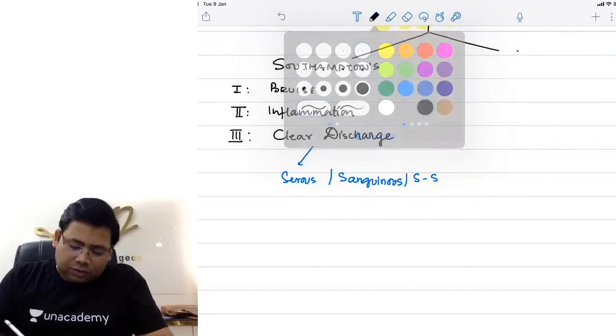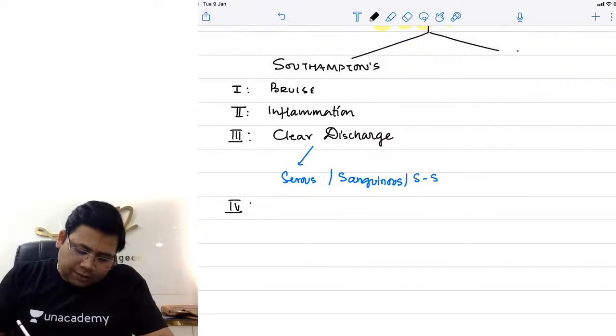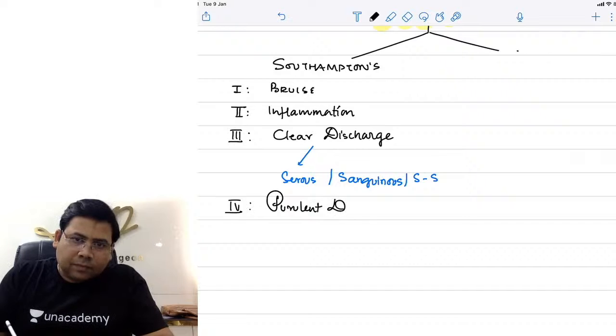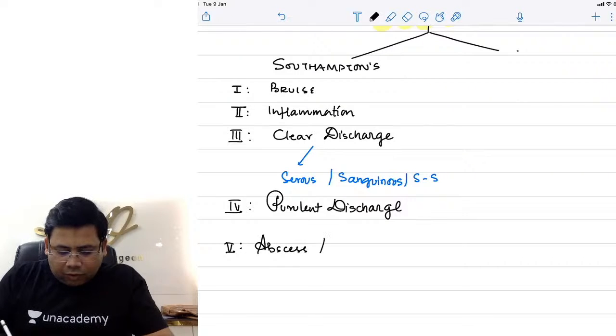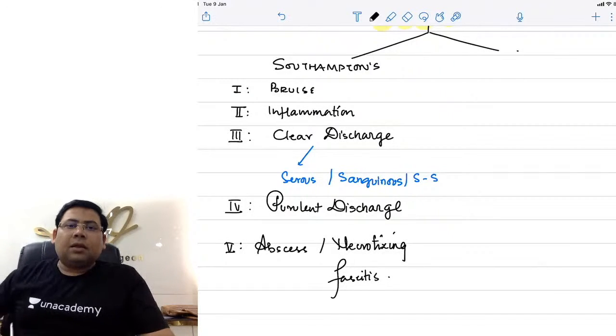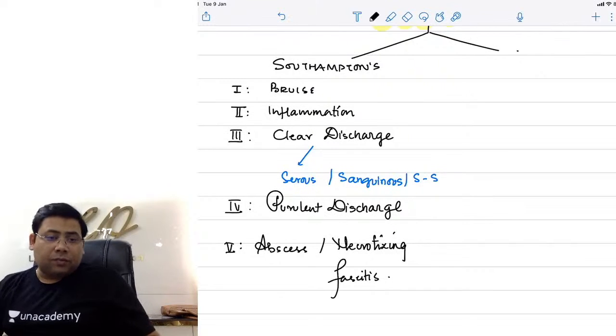Then we have fourth, purulent discharge. Then we have fifth, abscess, or you can say necrotizing fasciitis. This is Southampton score.